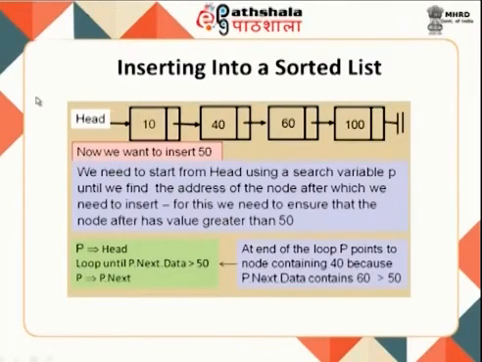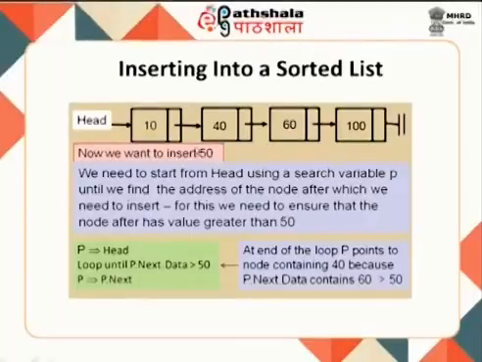So, now let us look at insertion into a sorted list, where previously we had just inserted into an unsorted list. Here we have to find the correct position. So, now suppose we want to insert 50. Now, as you know, this has to be inserted here. We need to start from head using a search variable p until we find the address of the node after which we need to insert. So, I want to find the address of 40.